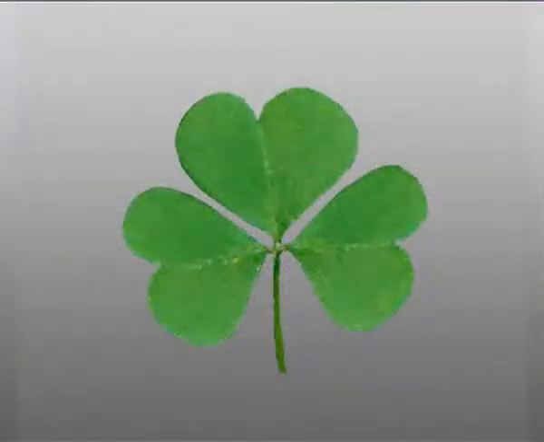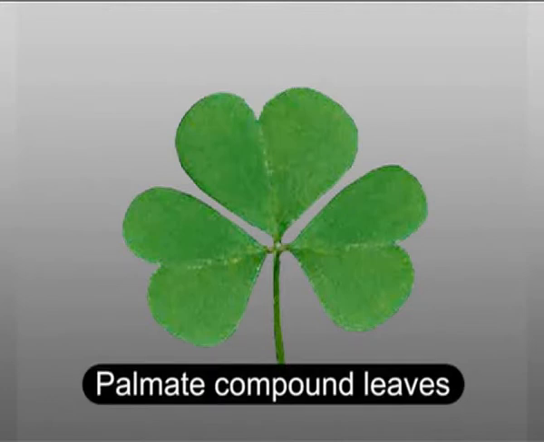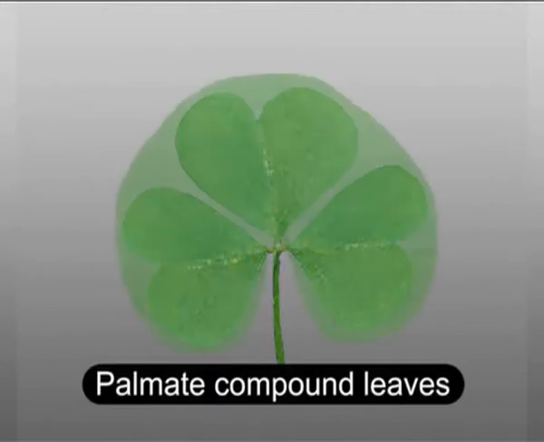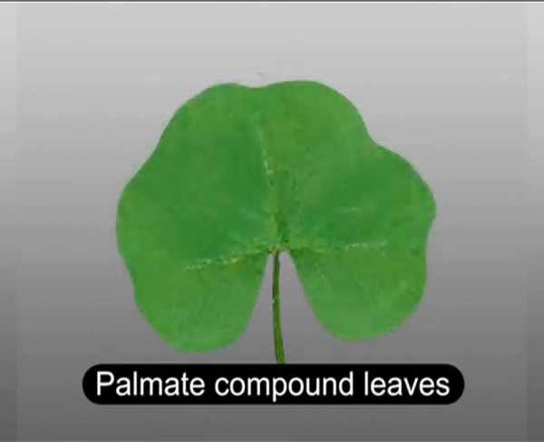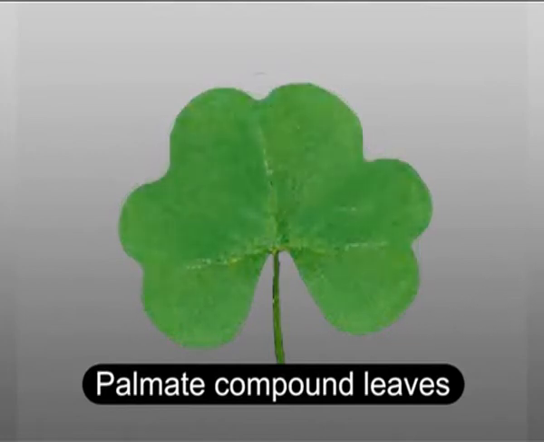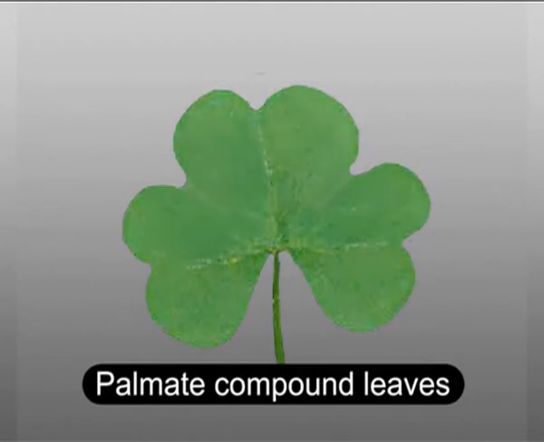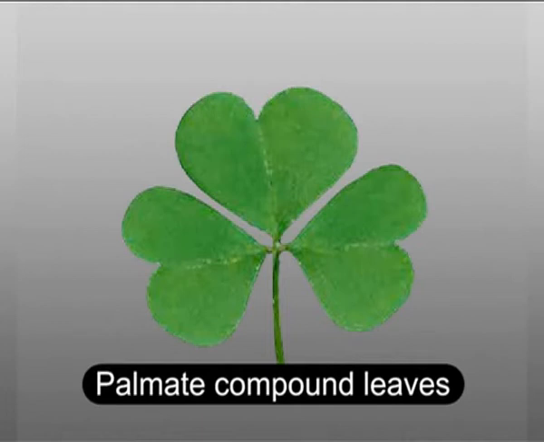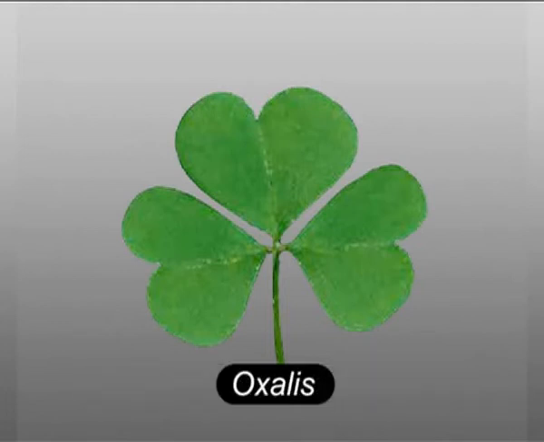The second type of compound leaves are palmate compound leaves. In palmately compound leaves, the leaflets radiate from a single point at the distal end of the petiole, just like the palm of your hand with outstretched fingers. Here the incision reaches up to the petiole of the leaf, as shown in the visual of oxalis.